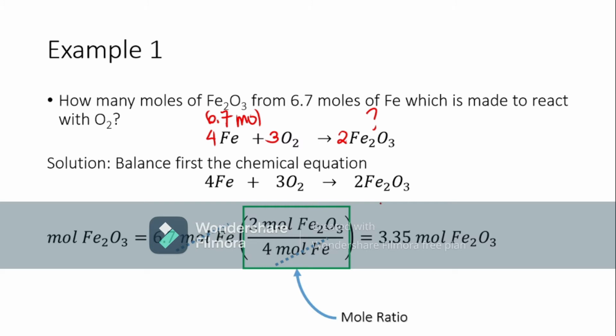Now, since moles of Fe ang given natin at ang tinatarget natin, desired natin ay Fe2O3, so dapat ang mole ratio natin has something to do with iron and Fe2O3. So, pwede kong sabihin, 2 moles of Fe2O3 equal siya sa 4 moles of iron, o 4 moles of iron equal siya sa 2 moles of Fe2O3. So, ang tanong dyan, sino lang ang nasa numerator at sino nasa denominator?